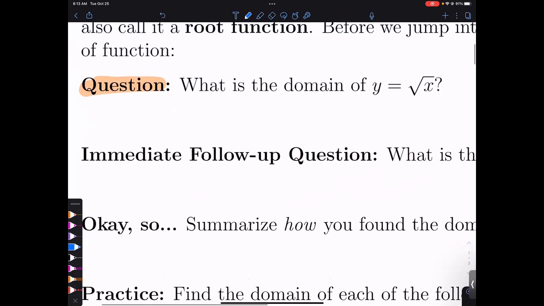Again, if you wanted to, you could write that as y equals x to the 1/2. We don't particularly need to do that, right? I'm just trying to reinforce the exponent thing. What's the domain of a square root function? Looked at that one before. What's it look like?